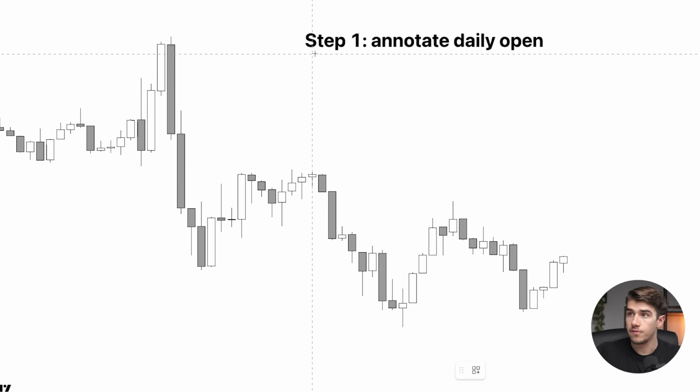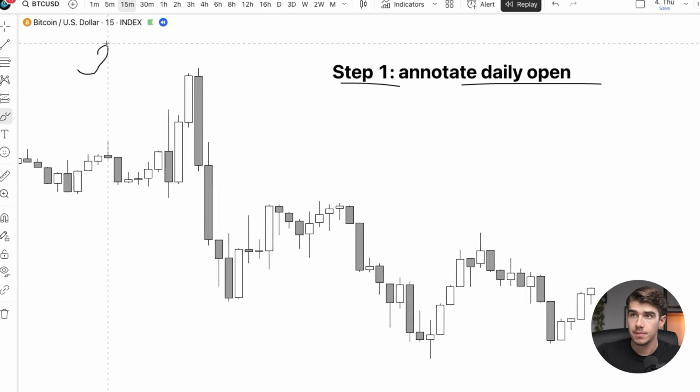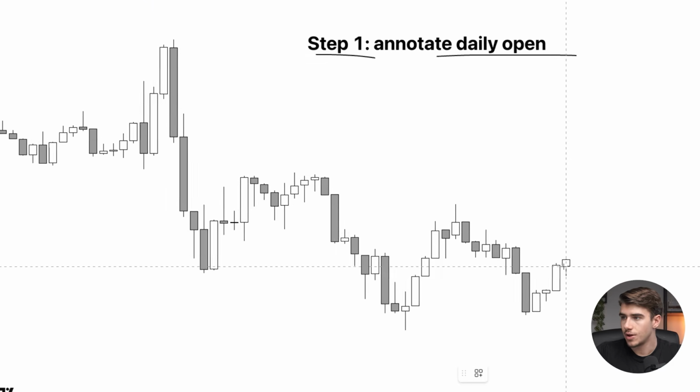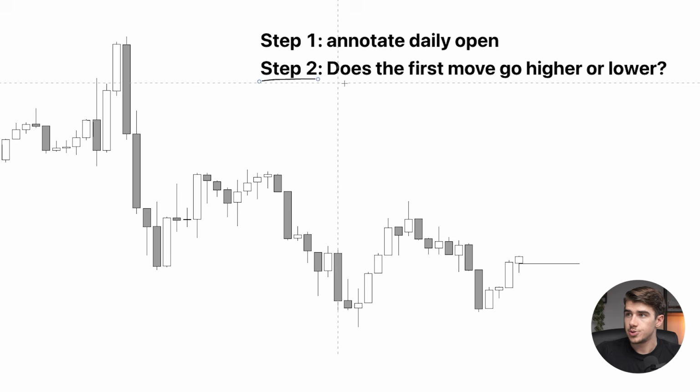So again, much like before, step one, annotate daily open. Right now I'm looking at a 15-minute time frame and we are trading Bitcoin. So what I'm going to do is mark out the 8 o'clock candle EST because that is the daily candle open. Step number two, does the first move go higher or lower?